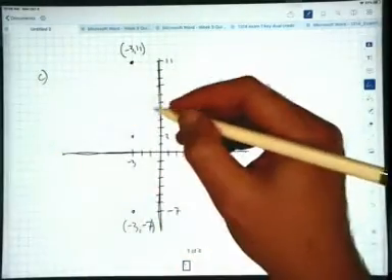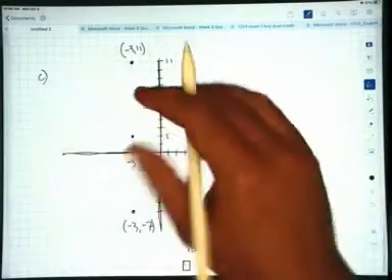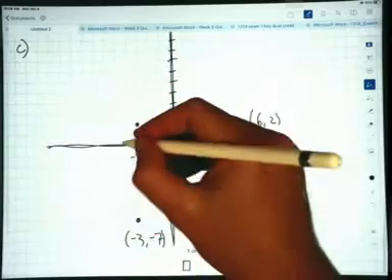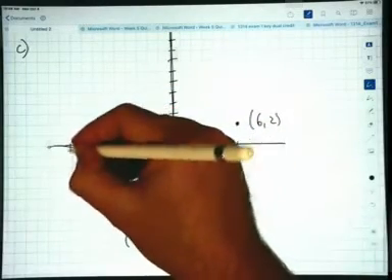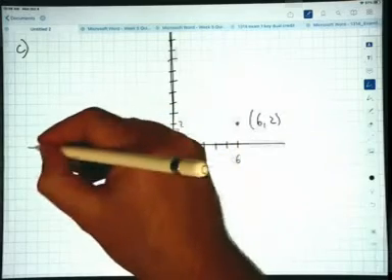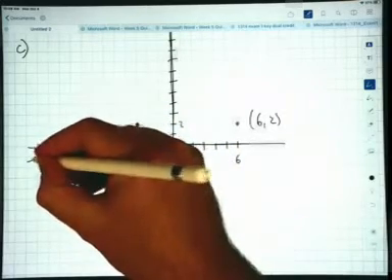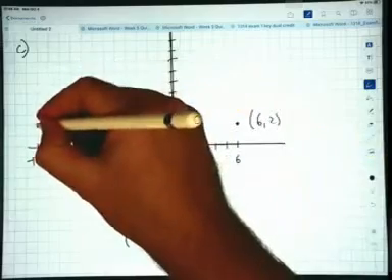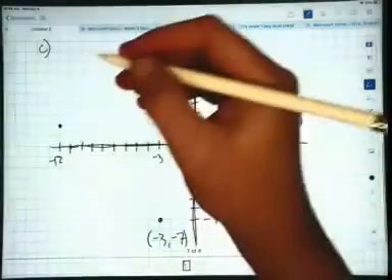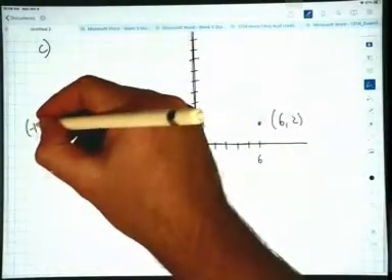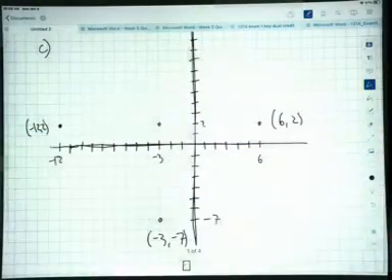And then I need to go 9 units to the left. So 6, 9 units to the left is going to get me to negative 3... negative 12. So 3, 4, 5, 6, 7, 8, 9, 10, 11, 12. And so now we're at the point negative 12, 2.